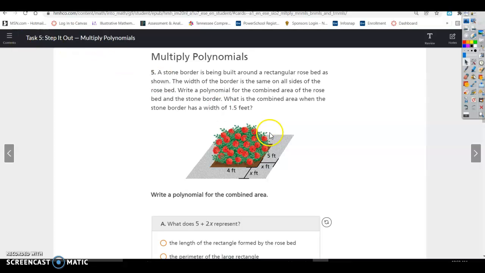All right, so you can see this here is labeled as x. This is labeled as x as well. But we do have a stone border on all four sides of this rose bed. So that means this would also be x, and this would also be x as well. Remember, perimeter is 2 times your length and 2 times your width, because you've got 2 sides that are your length and 2 sides that are your width. Okay, so it says the width of the border is the same on all sides, so we know it's going to be x all the way around.